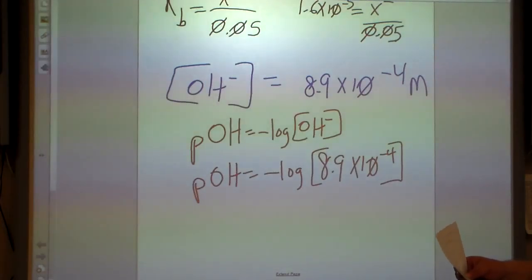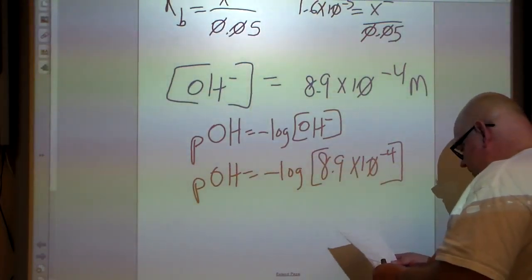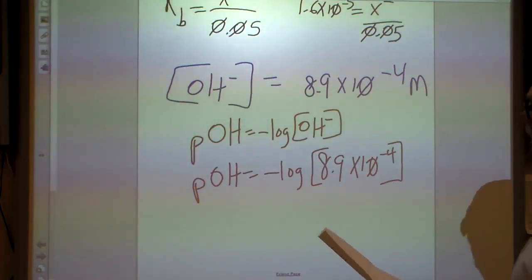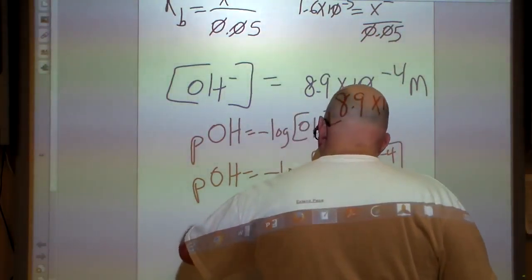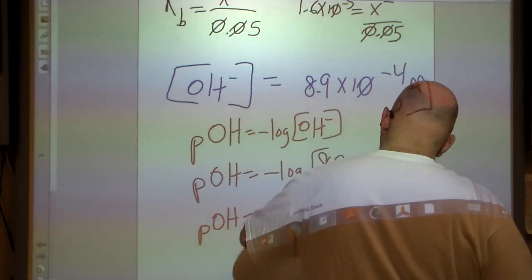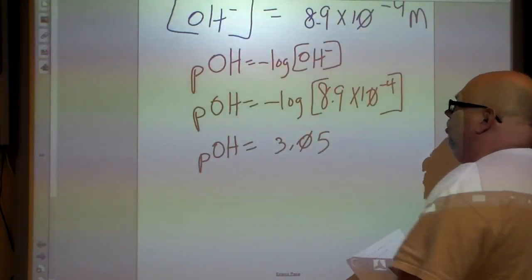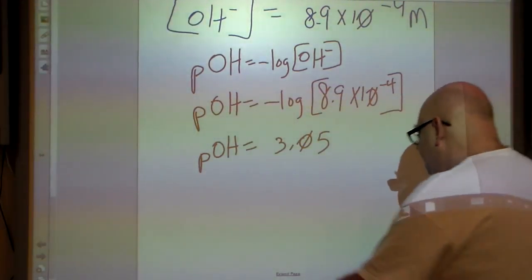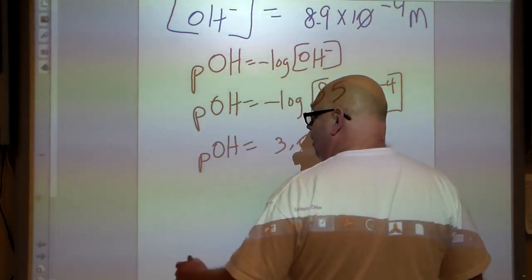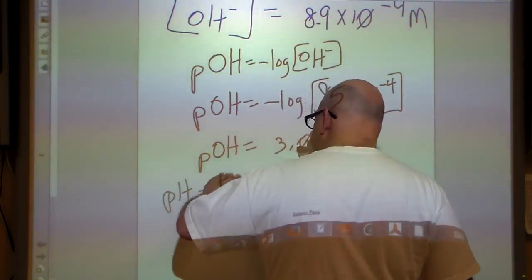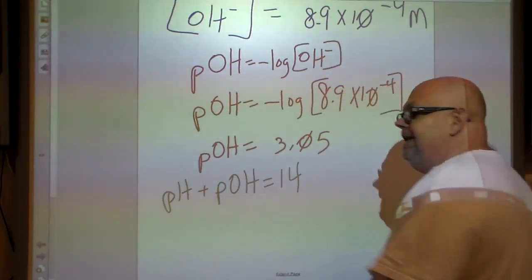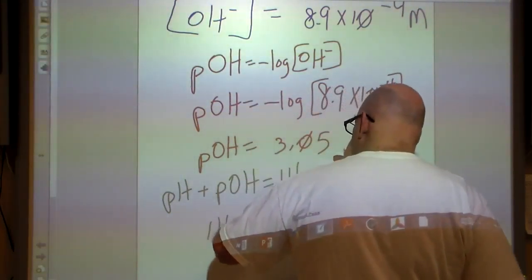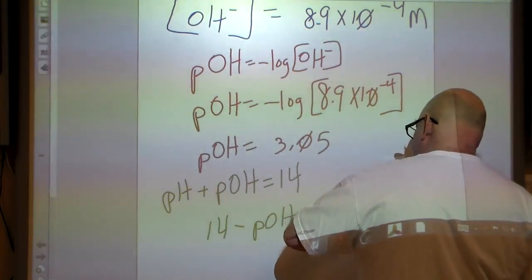And what is that going to get us, ladies and gentlemen? Well, it's going to get us a pOH of 3.05. Ooh, that's a lot of OH running loose out there. So now the question is, well, wait a minute, what's the pH? Because that's the whole point of the problem. Well, remember, pH plus pOH is equal to 14. So we can take 14 minus the pOH, which will give us our pH.